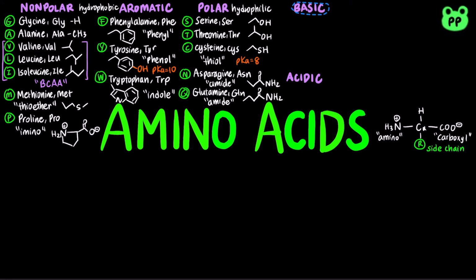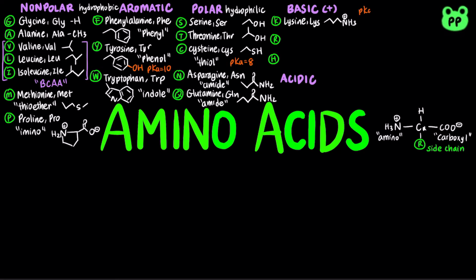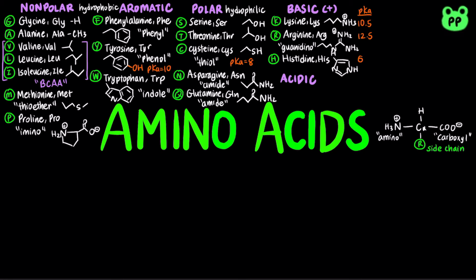Basic amino acids are protonated under physiological conditions, therefore they are positively charged. K stands for lysine, abbreviated as LYS, which has a 4-carbon side chain attached to an amino group with a pKa of 10.5. R stands for arginine, abbreviated as ARG, which has a unique side chain known as guanidinium with a pKa of 12.5. H stands for histidine, abbreviated as HIS, which has an aromatic imidazole group as a side chain with a pKa of 6. Therefore, histidine is uncharged at physiological conditions.